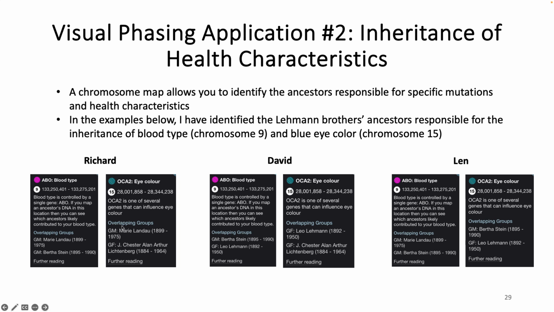And so for Richard, we can see that on his father's side, it was his grandmother, Marie Landau. On his mother's side, it was his maternal grandfather, J. Chester Allen Arthur Lichtenberg. And you can see that this inheritance does differ between the three brothers for their eye color. Why do I find this so interesting?